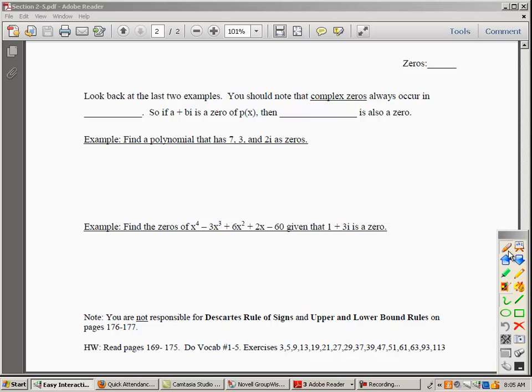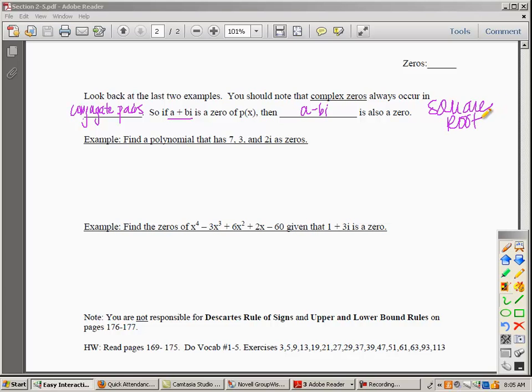Looking back at the last two examples, again, at least the example on the top because we did that together. Complex zeros, anything with an i, always occur in conjugate pairs. That means if you have a + bi, a - bi will always occur as well. Truthfully, the same thing happens with square roots also.